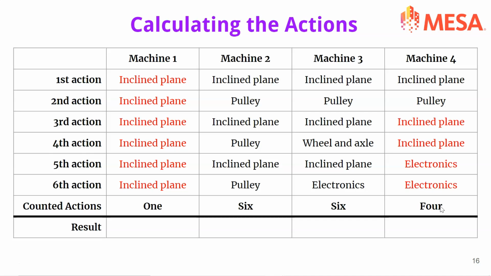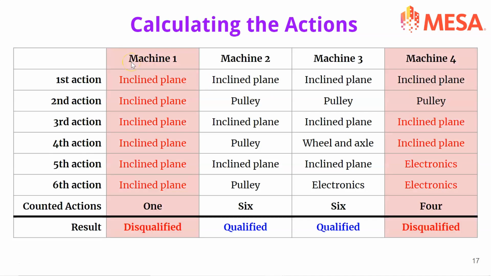Based off this information, machine number 1 and machine number 4 do not have the required number of minimum actions for either middle school or high school, and therefore would get disqualified, whereas machine 2 and machine 3 meet the minimum requirement number of actions for middle school and high school, because the minimum for middle school is 5 and the minimum for high school is 6.